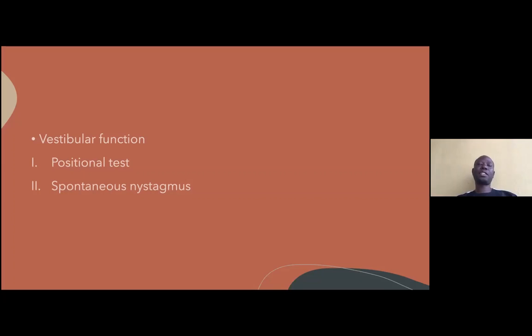Okay. For vestibular function, you have the positional test and the spontaneous nystagmus. For positional test, you have the Romberg. You can bring the two feet together, ask the person to close the eyes and see whether the person can stand upright or will be swaying to one direction. You can also do the heel to toe test. Ask the person to walk in a straight line, touching the heels with the toes, with the back of the heel in a straight line. For somebody with a vestibular disorder, the person cannot do that.